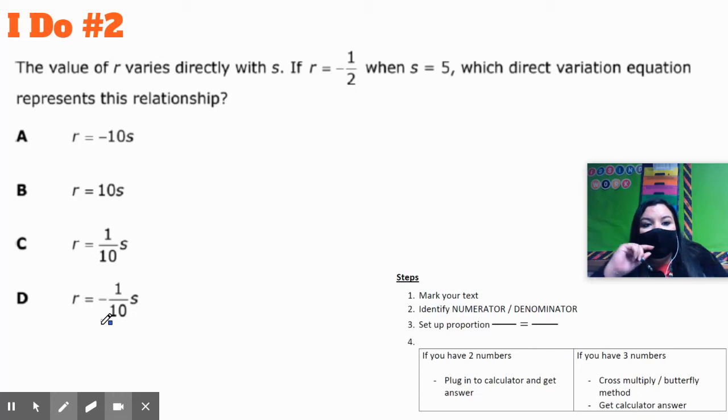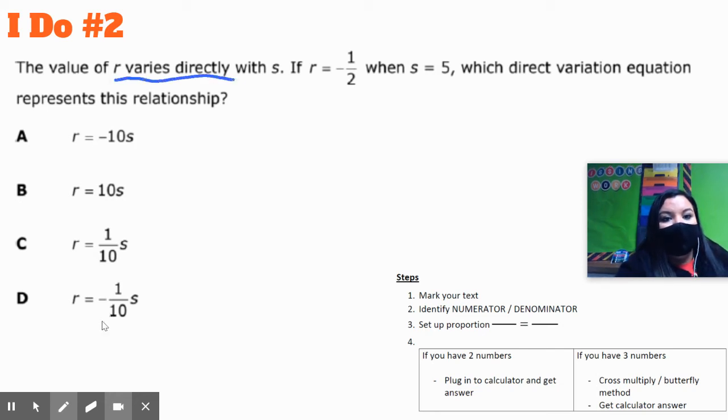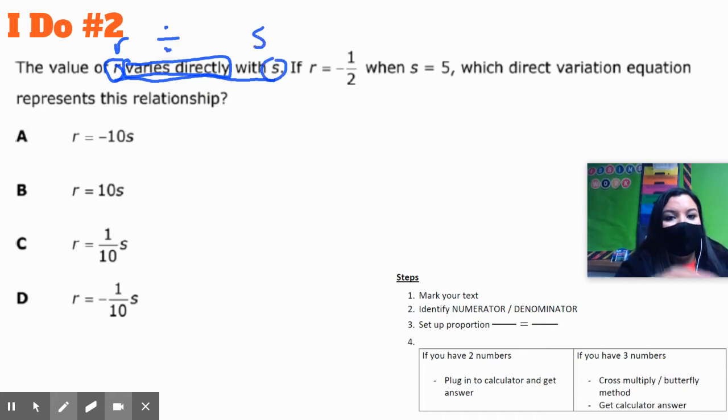All right, so the value of r varies directly with s if r is equal to -1/2 when s equals 5. Which direct variation represents this equation? So again, first thing I'm going to do is mark my text. So I have r varies directly with s. Again, I'm going to circle the r. And then when I box varies directly, that just means dividing by the s.